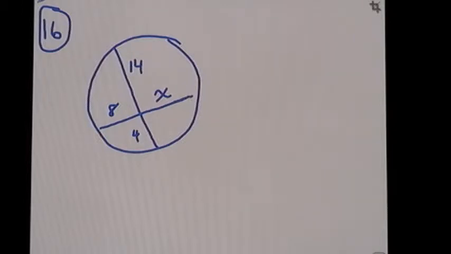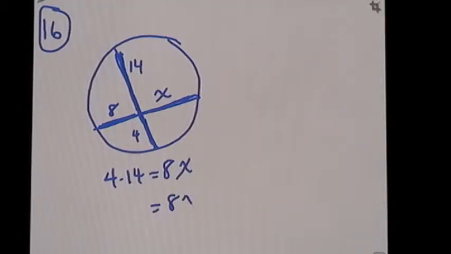Okay, using the segments of chords theorem that says if you multiply the two parts of the chord, they'll be equal to each other. So take one chord, multiply its two segments, 4 times 14, and the other chord, 8 times x. And so x is 7. And that's number 16.